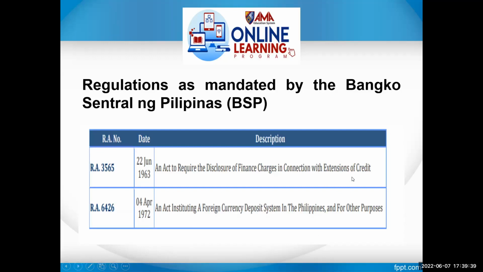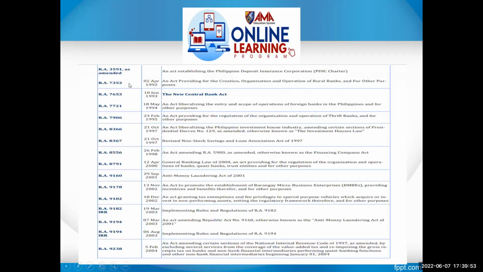RA 6426, an act instituting a foreign currency deposit system in the Philippines and for other purposes. Republic Act 3591, as amended by RA 7353, an act establishing the Philippine Deposit Insurance Corporation, the PDIC, and an act providing for the creation, organization, and operation of rural banks and for other purposes.